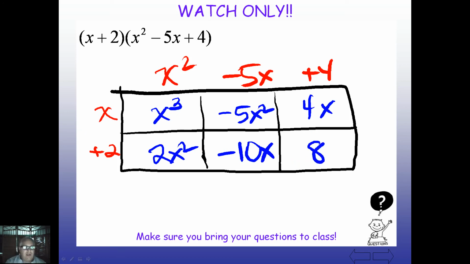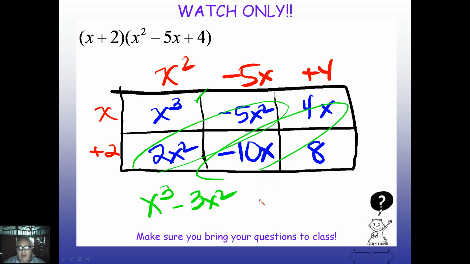Now we're looking for things that, of course, are part of the solution and also can be combined. I don't see anybody that's going to work with x cubed, so he's going to be part of our answer. These two here can be added together, which will give us a negative 3x squared. These two here added together give us a negative 6x. And this guy's on his own here with positive 8. So there's your final solution. X cubed minus 3x squared minus 6x plus 8.